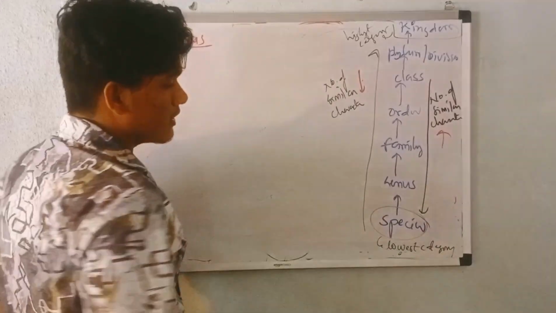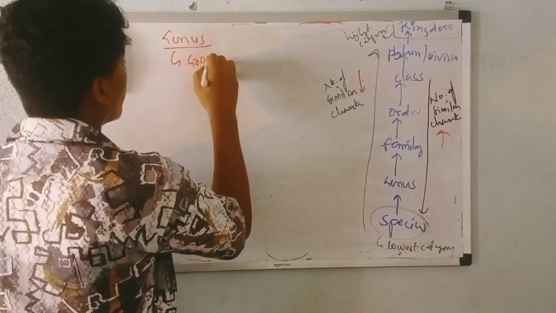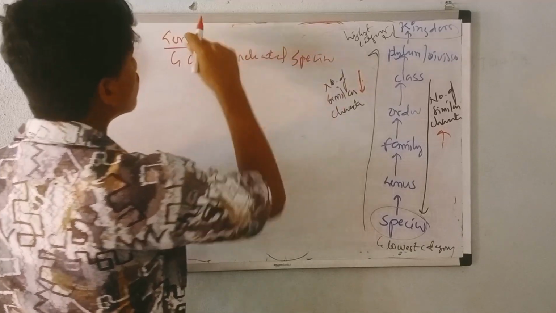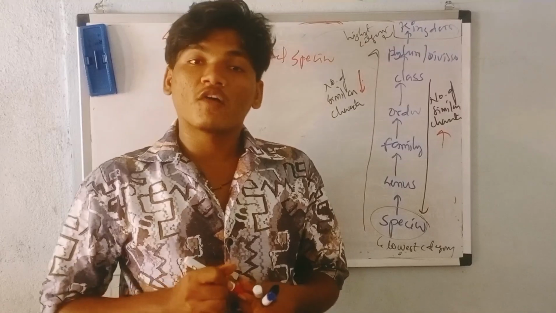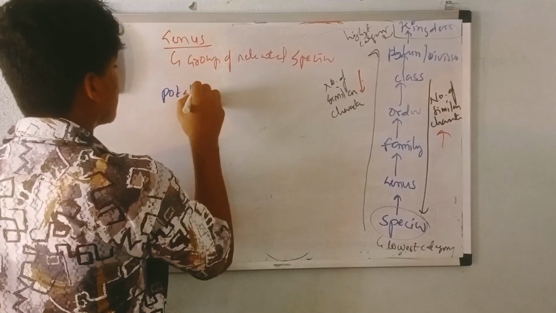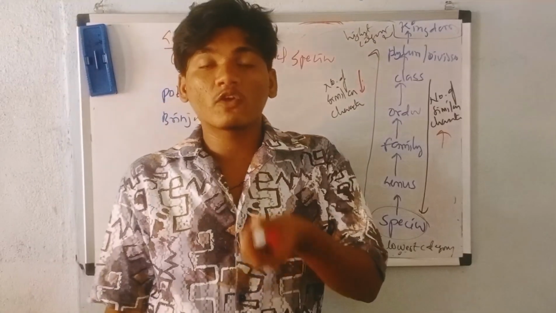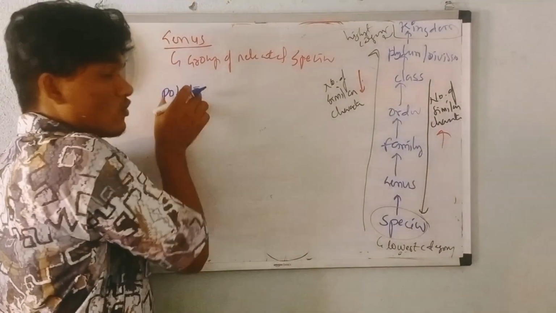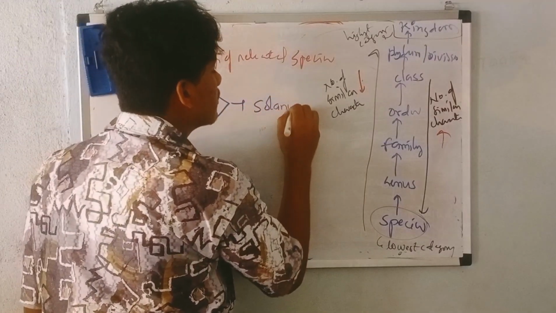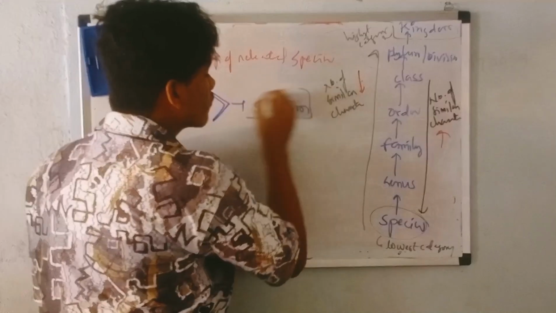If you focus on the genus, a group of related species is called a genus. Genus is nothing but a group of related species. When we talk about potato and brinjal, they are two different species, right? These two different species are grouped in the same genus called Solanum. So potato and brinjal are two different species grouped in the same genus called Solanum.